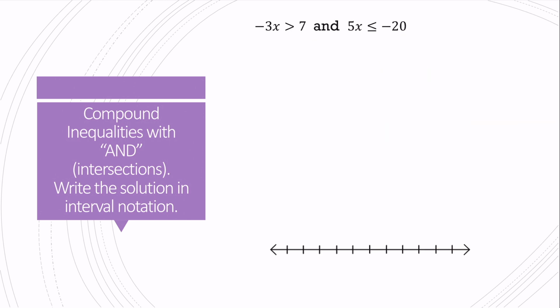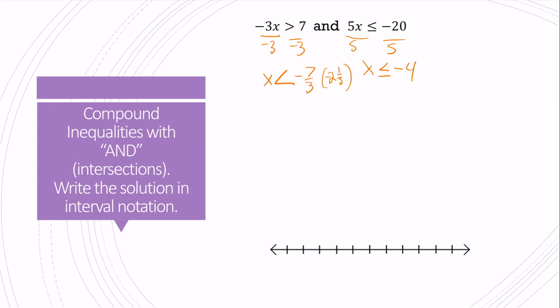Next, I have negative 3x is greater than 7, and 5x is less than or equal to negative 20. I'm going to go ahead and divide both sides by negative 3. I have x is less than, you got to flip the sign, negative 7/3, that's negative 2 1/3 to make for easier graphing. I divide both sides by 5. I have x is less than or equal to negative 4.